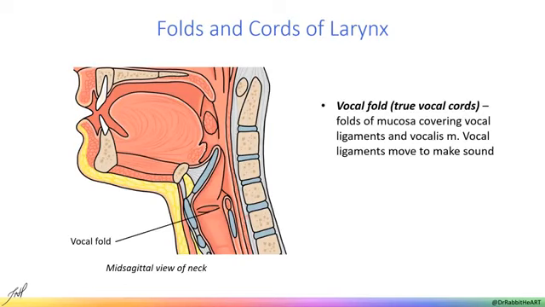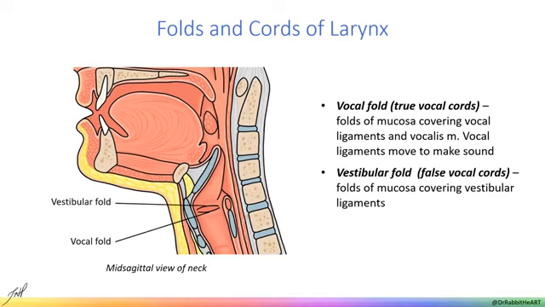Vocal ligaments are stretched between cartilages and then covered in mucosa to form vocal folds, also known as true vocal cords. The free edge of the vocal folds vibrate during phonation, or speaking, to make sound. Superior to the vocal folds are vestibular folds, or false vocal cords, which do not participate in sound production.